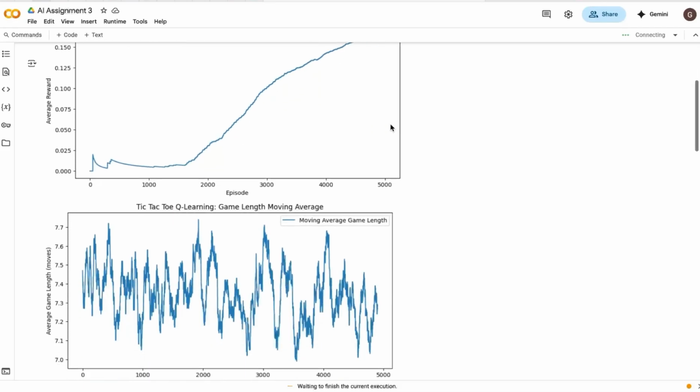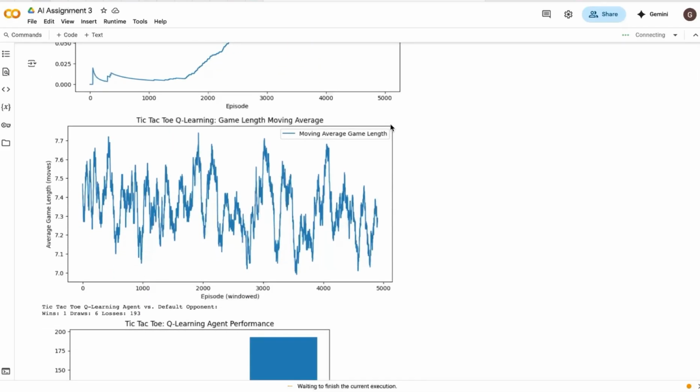Then you can see in graph 4, we examine a moving average of game lengths computed over a 100 episode window. The x-axis represents the training episodes, which are windowed, and the y-axis is the average number of moves per game. Changes here hint at strategic improvements such as quicker wins or more efficient play as the training continues.